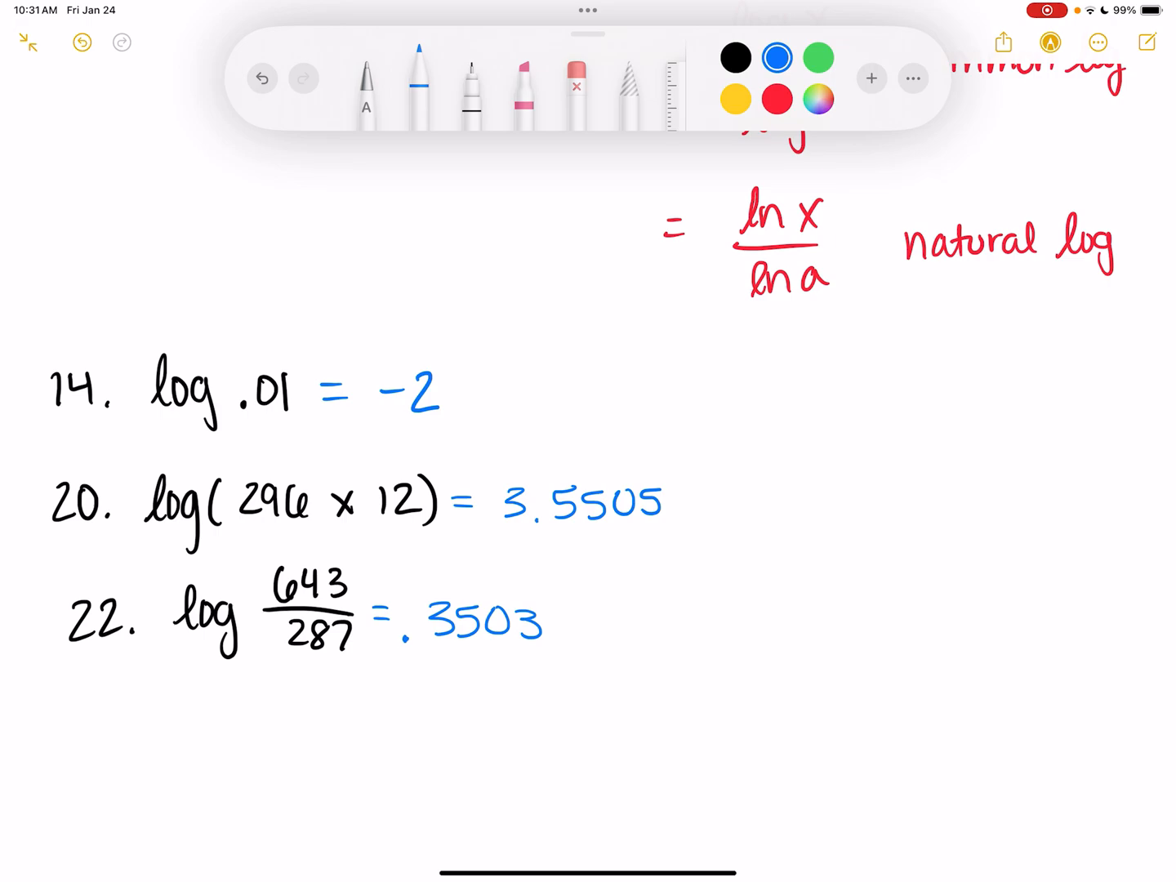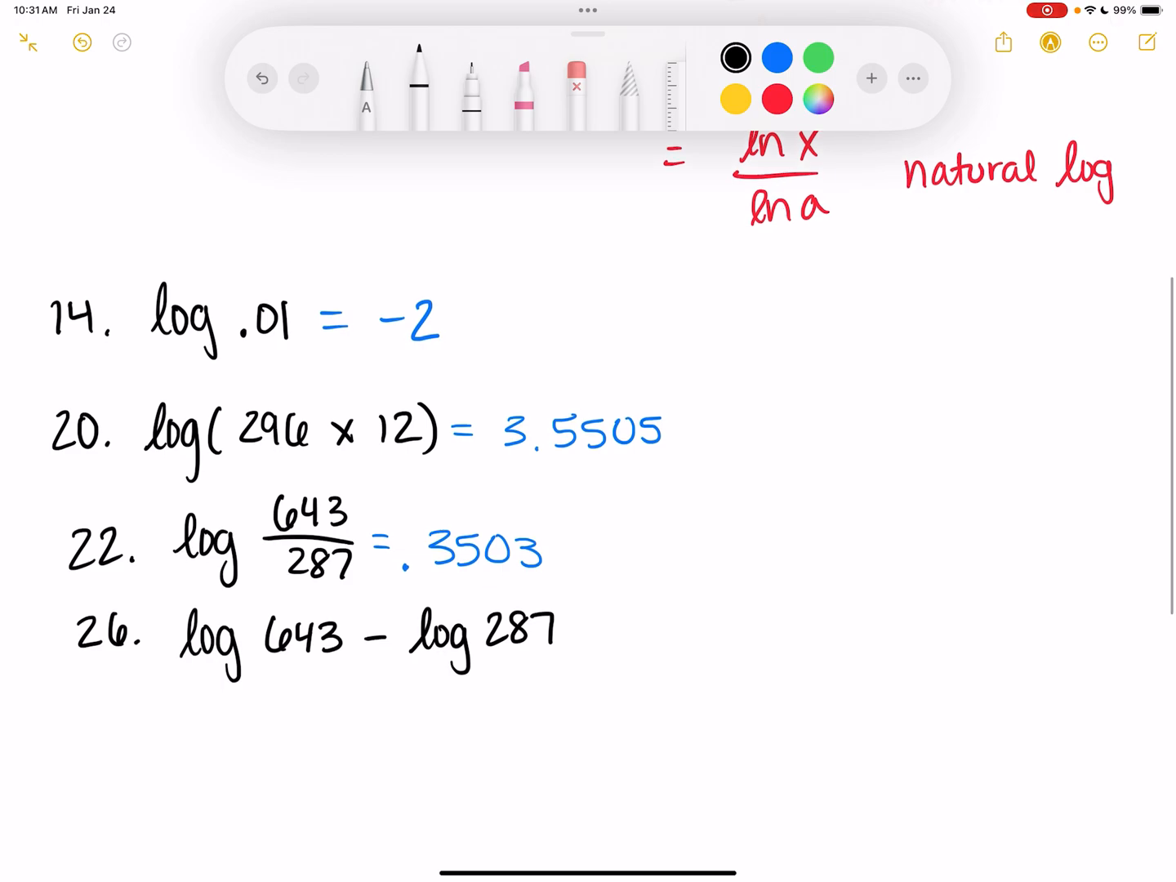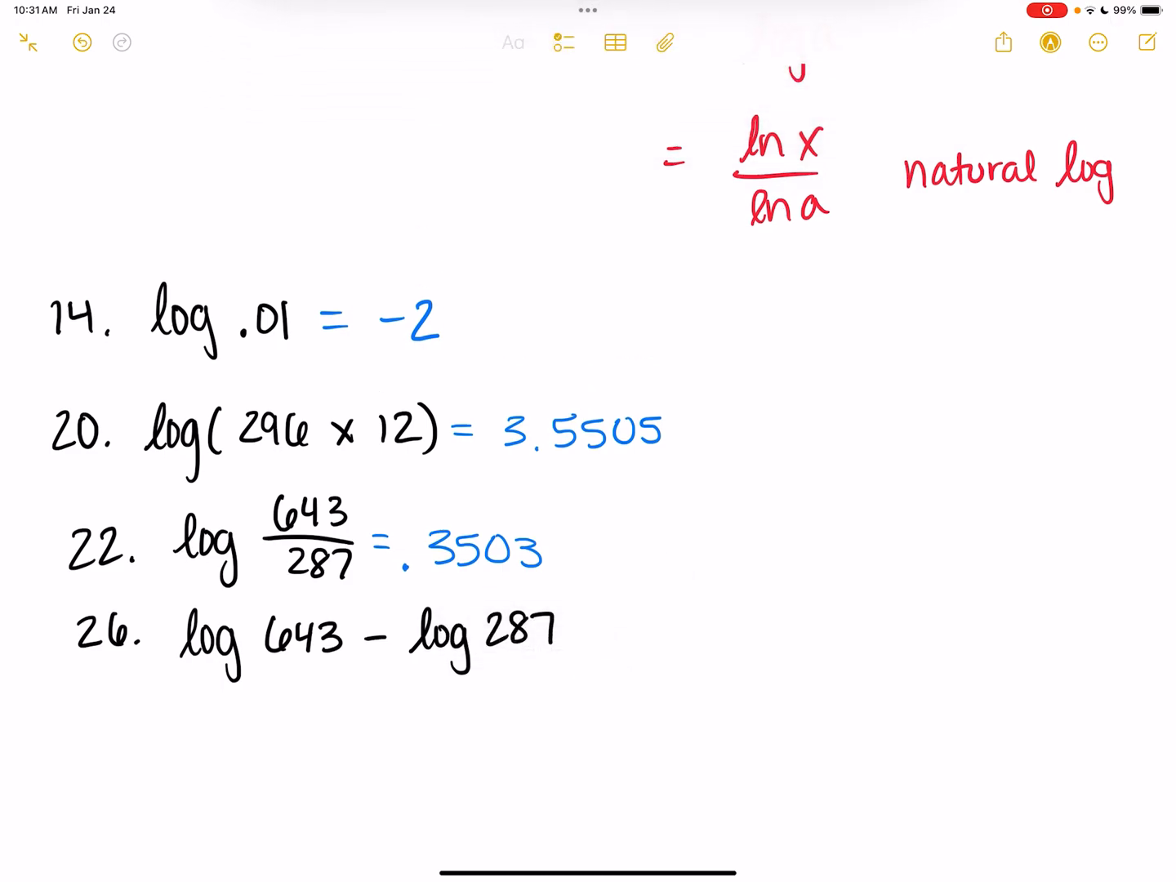And then, let's see, one more like this one, and then we'll move into one other thing. Or, well, I guess two other things in here. 26, log of 643 minus the log of 287. So when we type this one in, we've got to make sure we close those parentheses on the stuff in the log, because we don't want it to be the log of 643 minus the log of 287. You got to make sure that those things are separate. So we've got log of 643. I'm going to close that parentheses, minus log of 287.